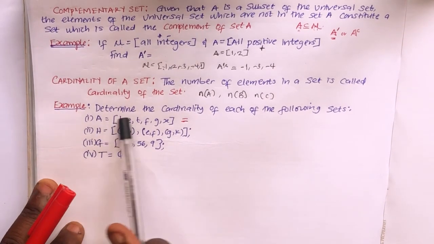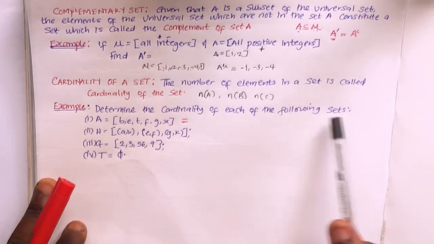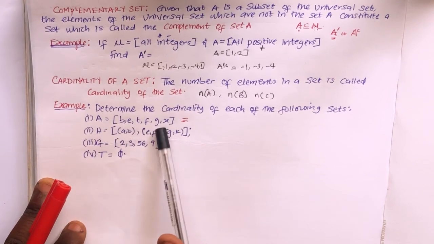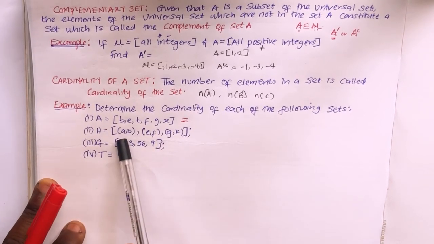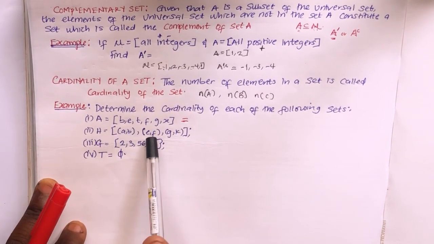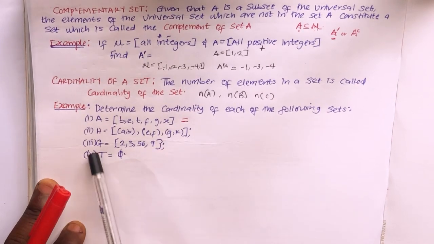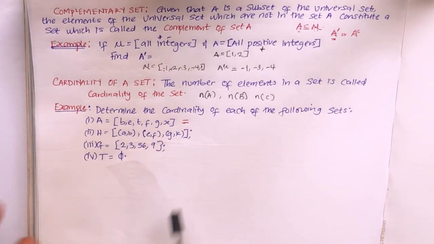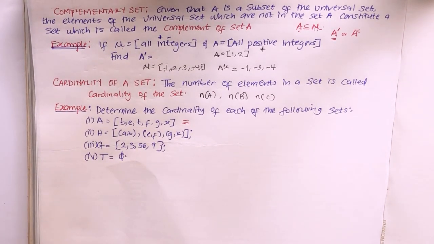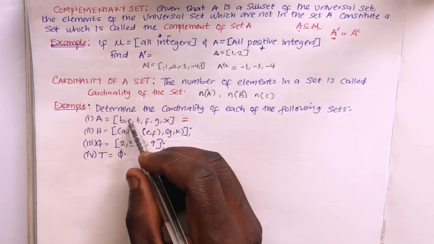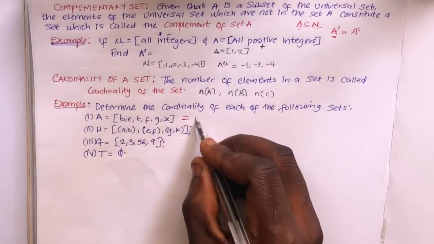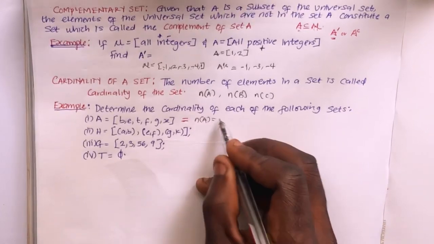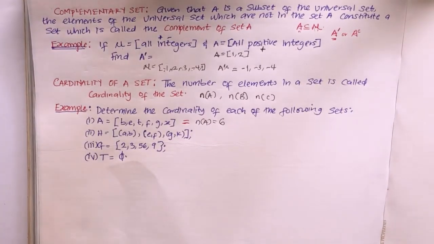So in this case, you have set A. Determine the cardinality of each of the following sets. Set A equals B, E, T, F, G, X. Set H equals A, B, E, F, G, K. Set G equals 2, 3, 56, 9. Now in this case, how can we go ahead and bring out the word cardinality? You just need to count them one by one. 1, 2, 3, 4, 5, 6. It shows that cardinality of A in this case is equal to 6, the total number of the elements.